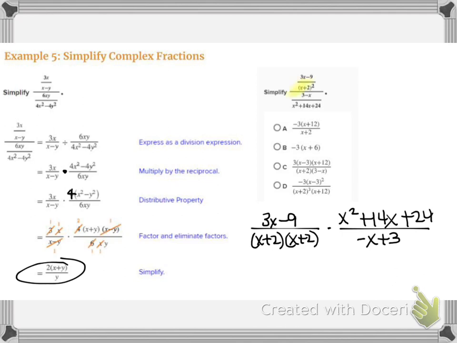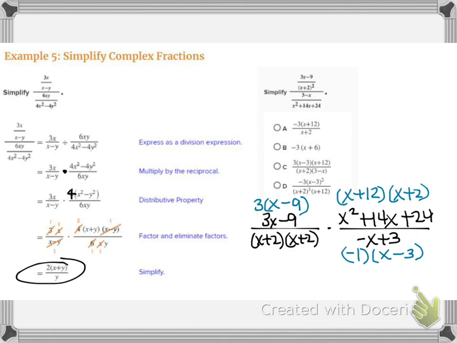Now I need to factor. I also should point out my x plus 2 squared, I did write out into multiples just to make it easier to cancel later. I notice I can factor 3x minus 9 and x squared plus 14x plus 24. I'm also going to show you that keeping your x term positive is important. I'm going to rewrite negative x plus 3 as negative 1 times x minus 3.